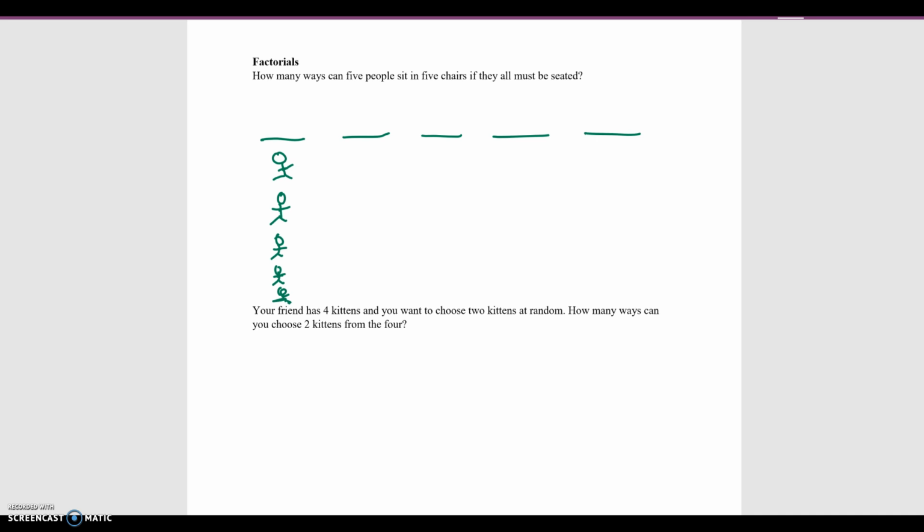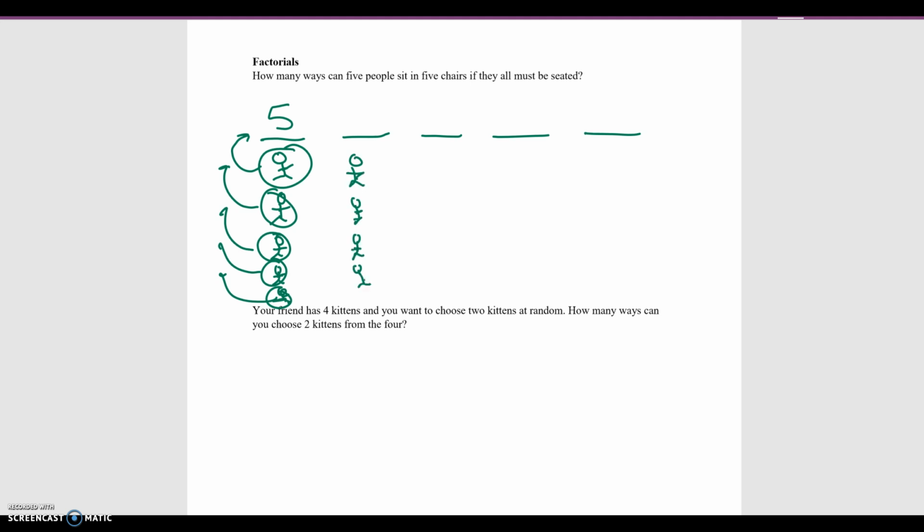Well, this person can sit here. Or this person can sit there, or this one, or this one, or this one. So there's five different ways that the first one can be seated in the first chair. Now, once that person is seated, I'm left with four people. In how many ways can these four people be seated? Well, there's four different ways.